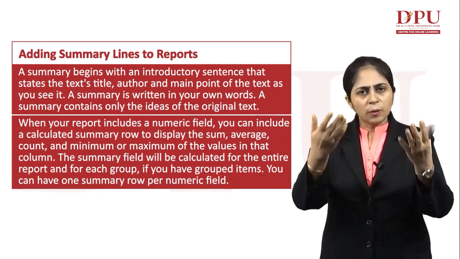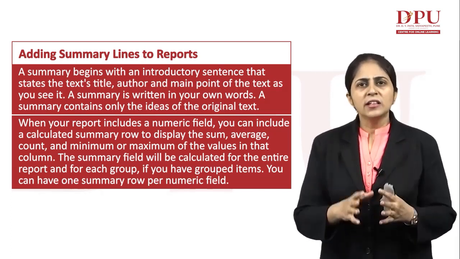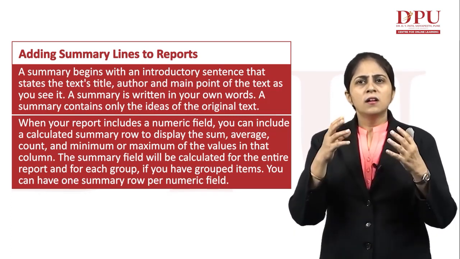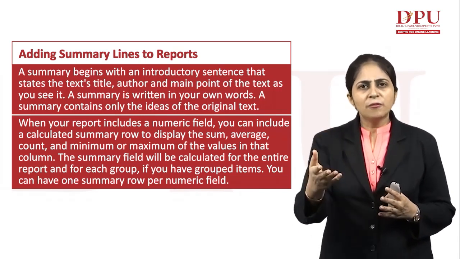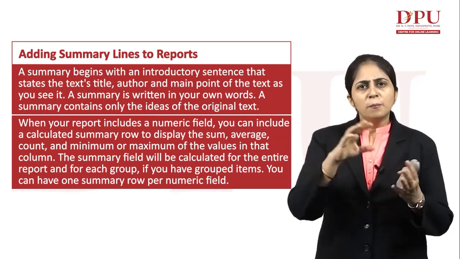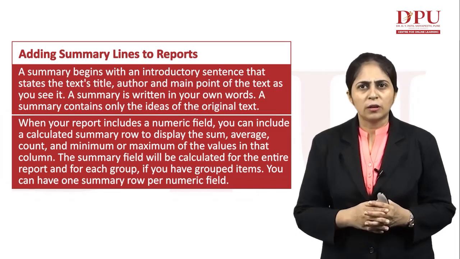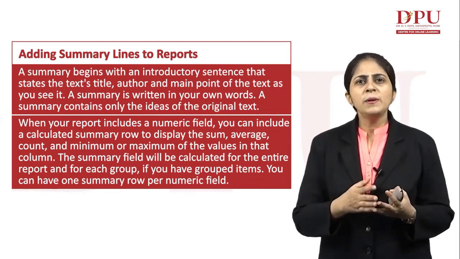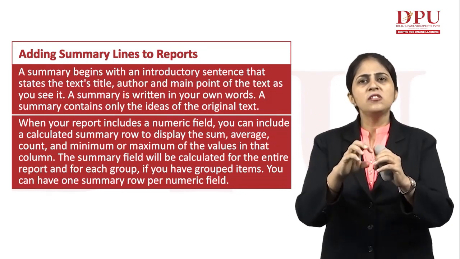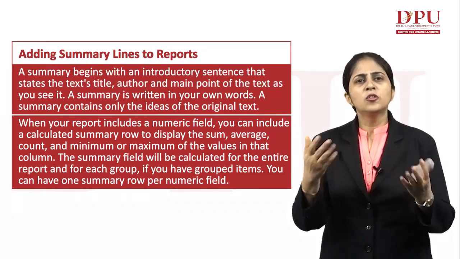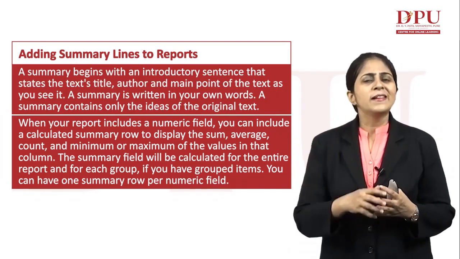So when your report includes a numeric field, you can include a calculated summary row to display the sum, the average, the count, maximum, minimum of the values of that column. The summary field will be calculated for the entire report and for each group. If you have grouped items, you can have the summary row for the numeric field.